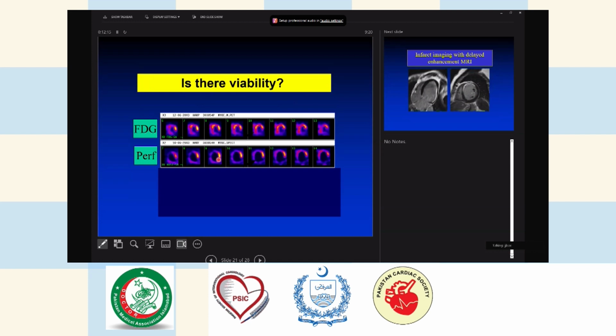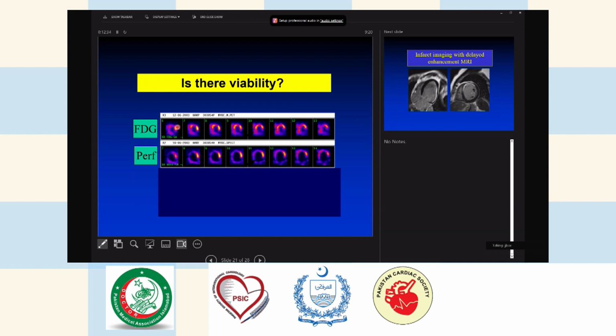Viability you can do in many ways. You can do a stress echo, you can do an MRI, you can do delayed enhancement. I'll show you that in a second. But we do in a lot of these patients still a nuclear scan because sensitivity is pretty high. So this is the perfusion scan.